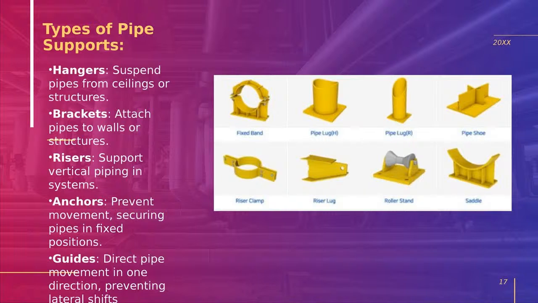A rest support will not guide the pipe, it will just hold the weight of the pipe. A guided support will guide the pipe in one direction. We give some gap between the pipe and support, mostly 3 mm, so it will allow the pipe to move only 3 mm on each side. Beyond that it will not allow the pipe to move. So wherever we are expecting more thermal expansion, more movement in the pipe or more vibration, in those areas we will go for the guide support.